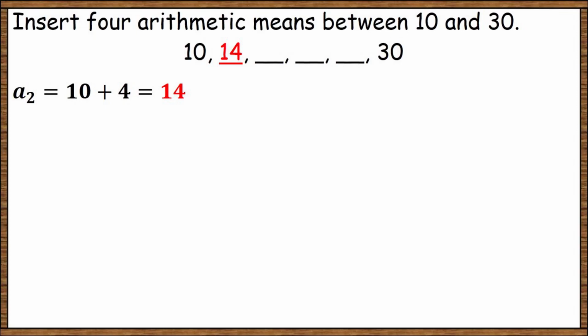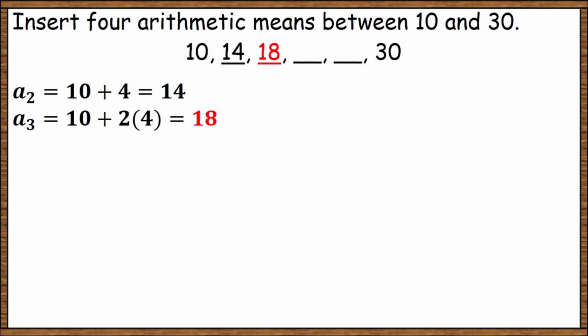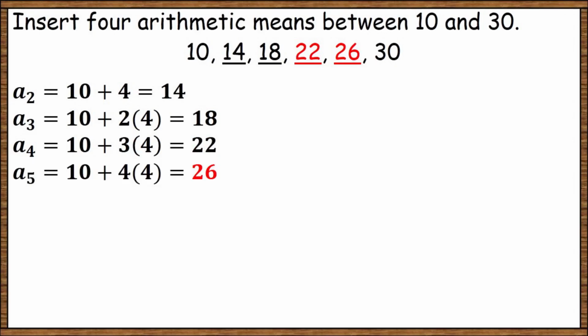The second term is equal to 10 plus 4. Ito ay 14. The third term is equal to 10 plus 2 times 4, which is 18. The fourth term is equal to 10 plus 3 times 4, which is 22. Ang huling term na nawawala ay 26. The complete sequence is 10, 14, 18, 22, 26 and 30.